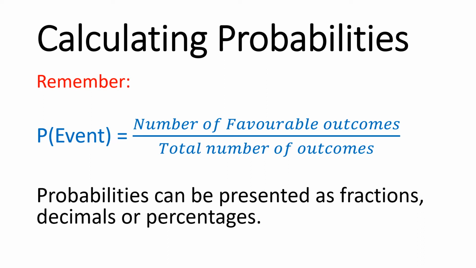Complementary events. Just some revision. When calculating probabilities, remember that the probability of an event equals the number of favourable outcomes over the total number of outcomes, or the number of favourable outcomes divided by the total number of outcomes. And probabilities can be presented as fractions, decimals, or percentages.